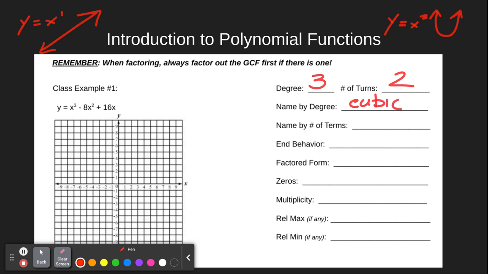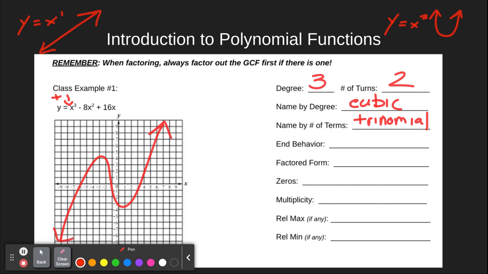This thing has 3 terms, so it's called a trinomial. Okay, the end behavior says, like, what does this thing do at the beginning and end of the graph? Well, notice we have a positive coefficient right there in front of our term. And it's odd, so it's got 2 turns, as we said. So this thing is going to start low, go high, turn twice, and finish high.